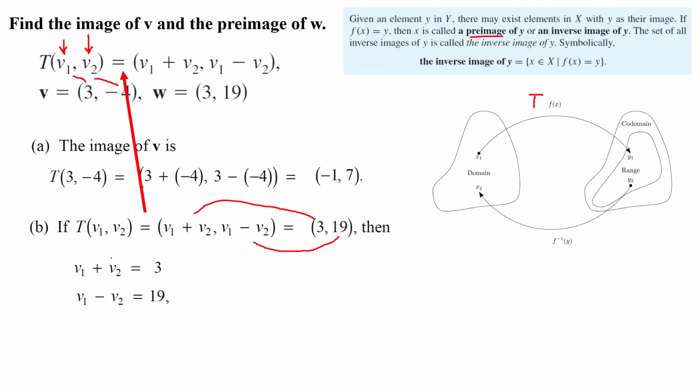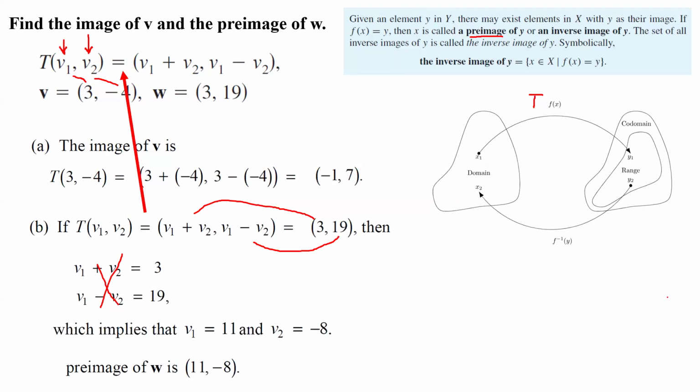This system is very easy to solve by adding these two equations. 2v1 is equal to 22, so v1 is equal to 22 divided by 2, which is 11, and v2 becomes negative 8. So basically, you can say that T of 11 and negative 8 is equal to 3 and 19, or the inverse image of 3 and 19 is 11 and negative 8.